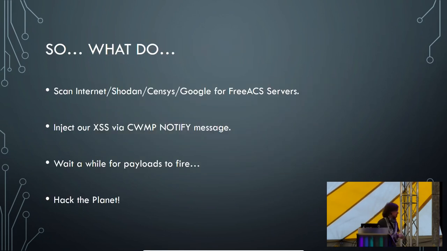So what do you do next? Well, you can scan the internet, use Shodan, Censys, Google, whatever. You just spam out your payloads at all of these ACS servers, and within a day or so, you'll have hacked them all. It's super easy. I'm surprised it hasn't happened yet. And then you have admin access to millions of routers with just a handful of POST requests. So it's game over for all those ISPs and their customers.